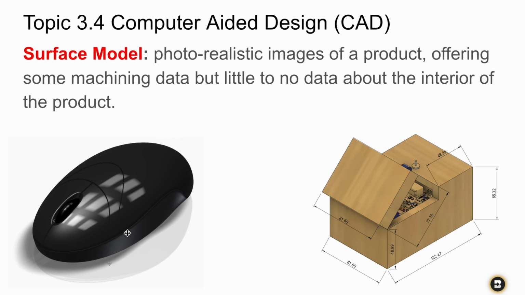So you can see here this mouse is showing you a beautifully rendered surface. It's photorealistic. It looks like the real thing, but we have no idea about what's on the inside. So this is why it's a surface model. Literally, if you think of the skin deep idea, it doesn't go deeper than that. It only shows you the outside and nothing about the inside.